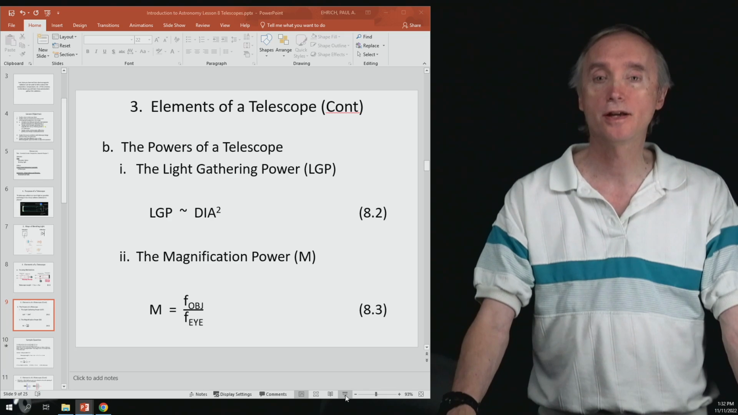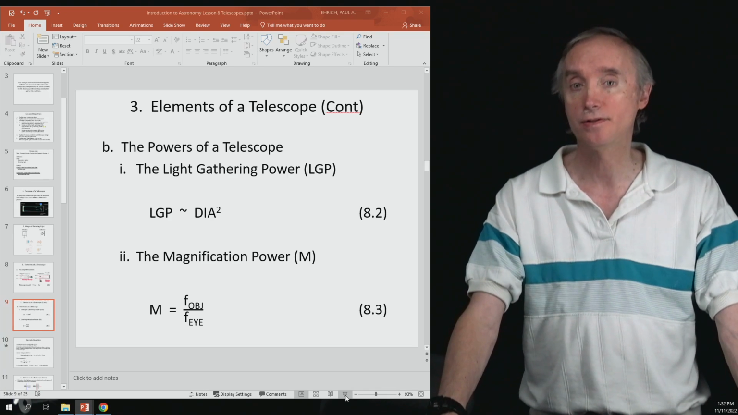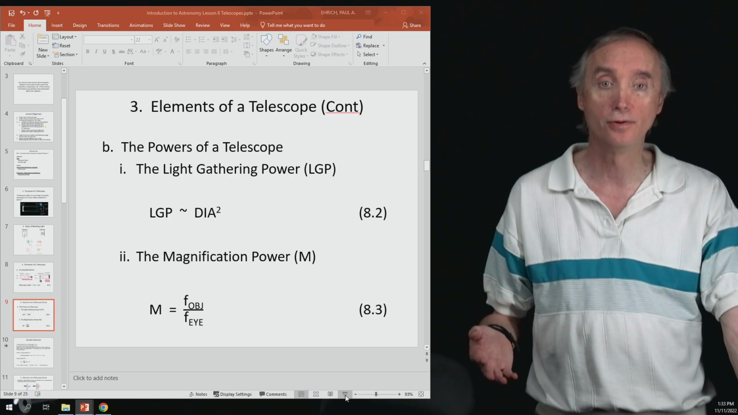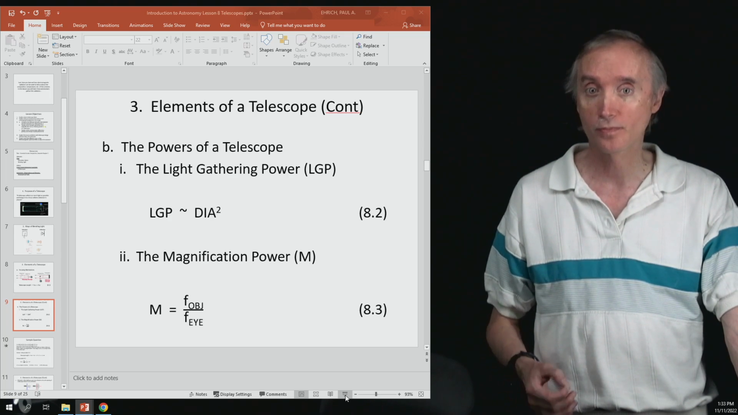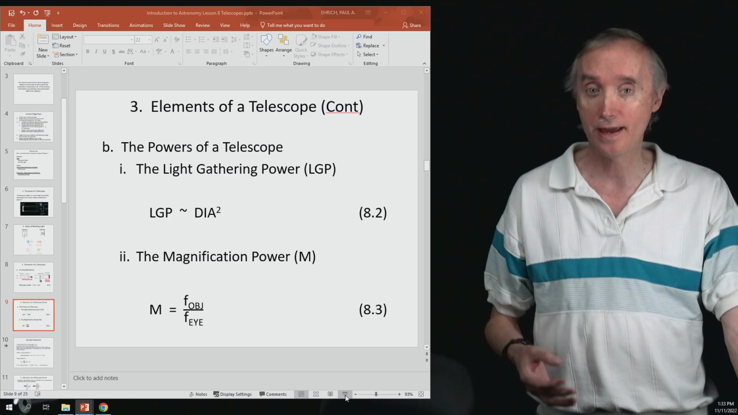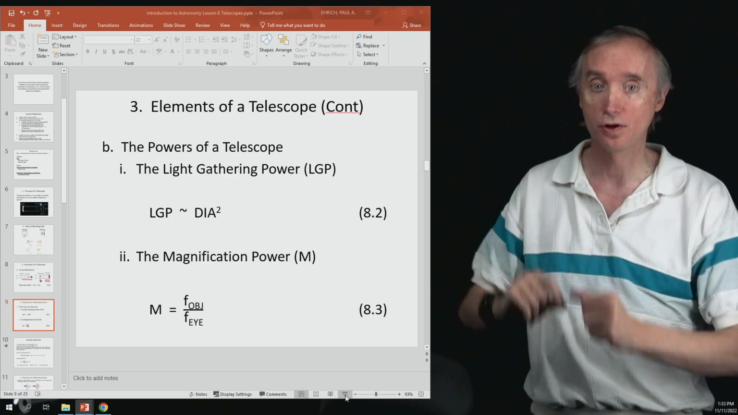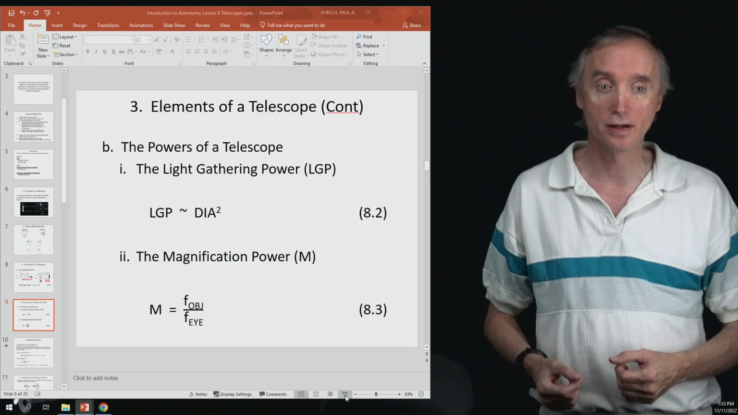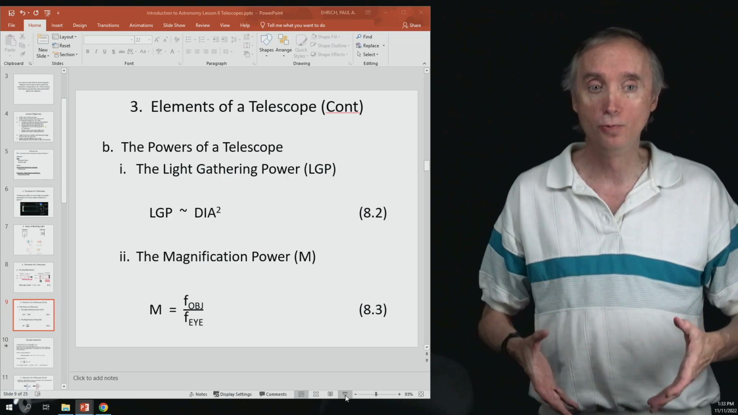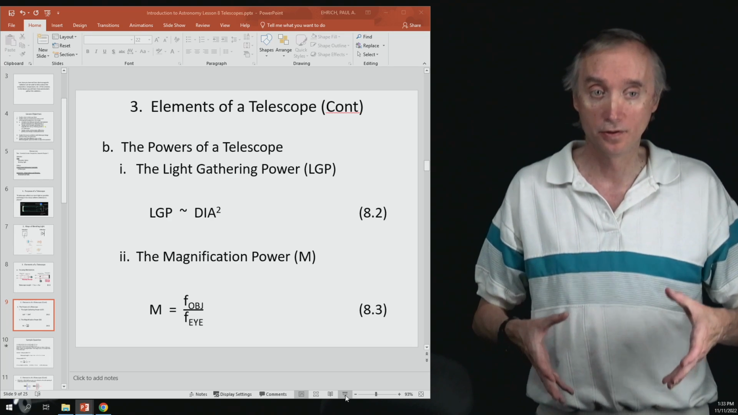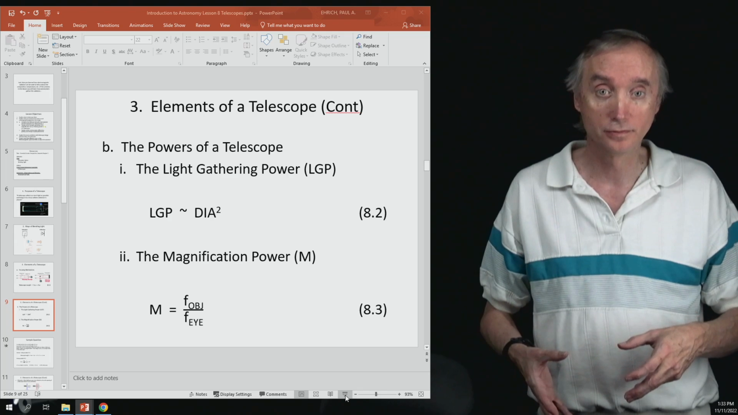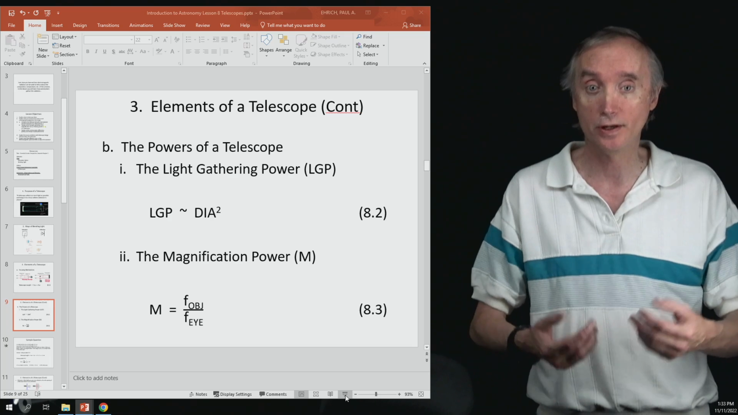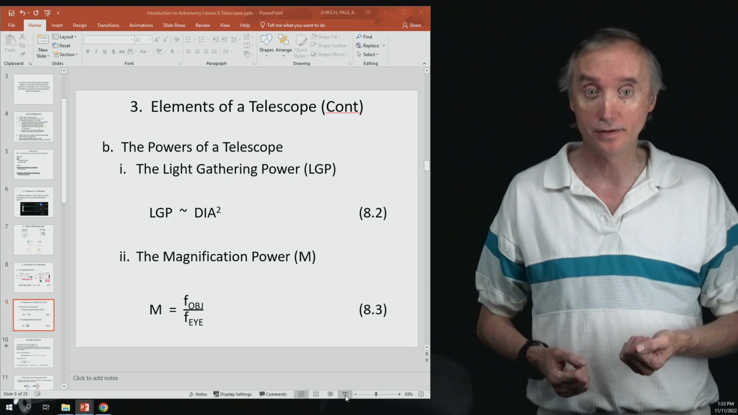Another thing about telescopes is how much light they can gather. This is the light gathering power, LGP, of a telescope, and it's proportional to the diameter, the opening of the telescope, squared. So bigger is normally better when it comes to telescopes. The bigger the opening of your telescope, the more light it can gather, and that means images of a star are going to be brighter because we can capture more photons of light coming from that star.